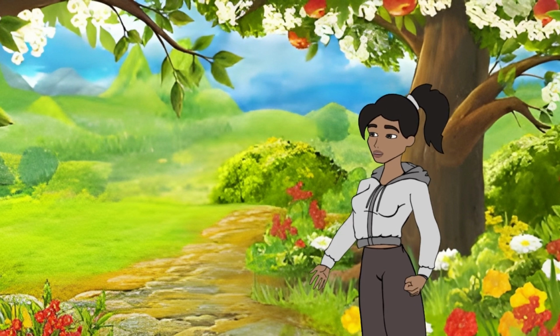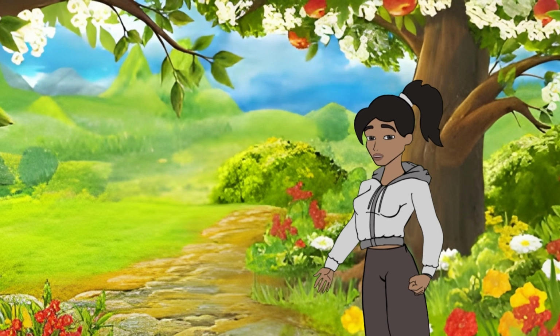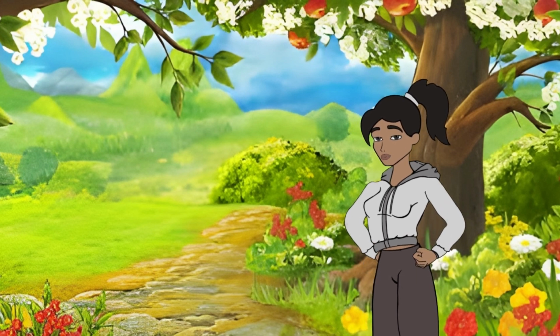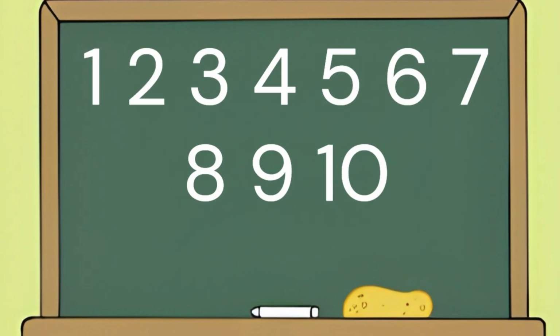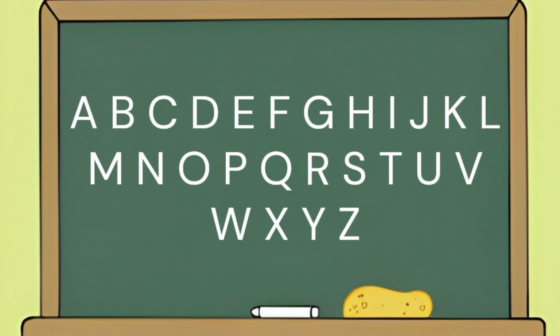Now, let's finish off with a challenge. Can you count from 1 to 10 and say the alphabet from A to Z as fast as you can? Let's see if you can do it. Let's go. 1, 2, 3, 4, 5, 6, 7, 8, 9, 10. A, B, C, D, E, F, G, H, I, J, K, L, M, N, O, P, Q, R, S, T, U, V, W, X, Y, Z.